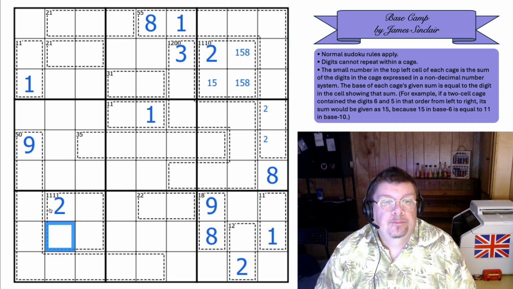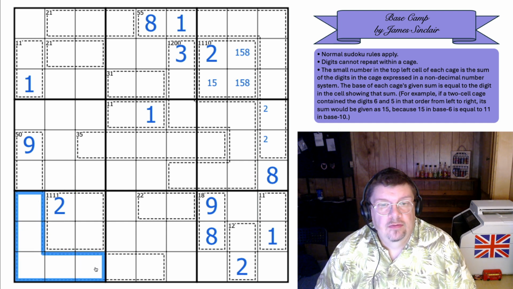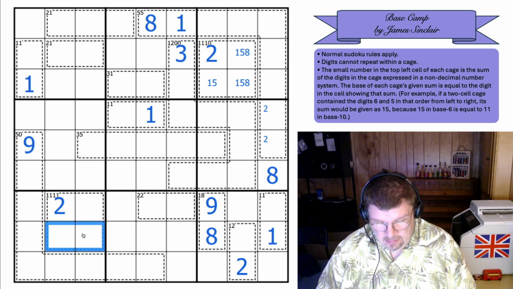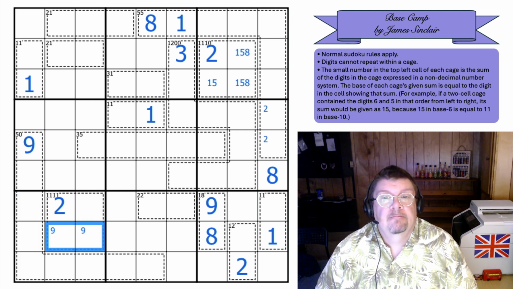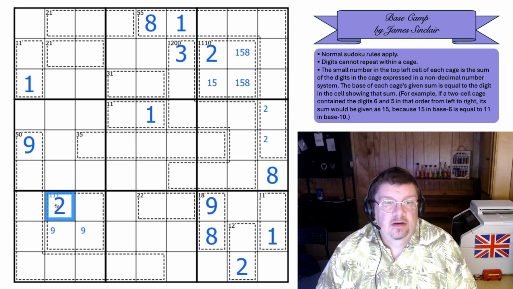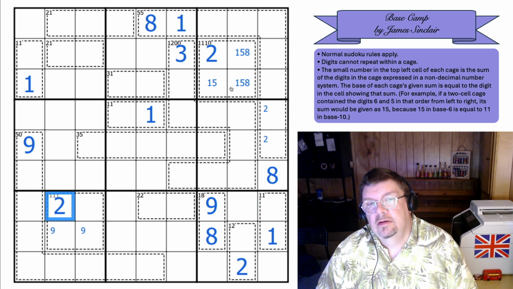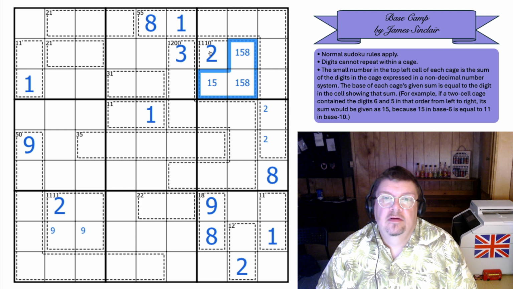By sudoku, we need a 9 in here. This is 15. Wait, have I made a mistake up here? Yes, I have.